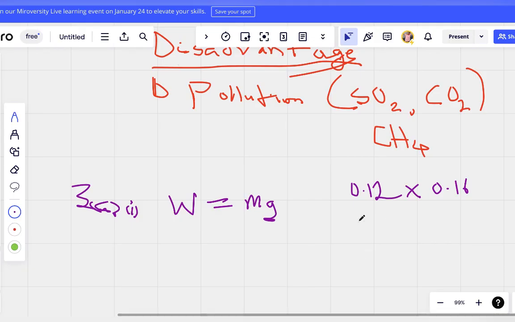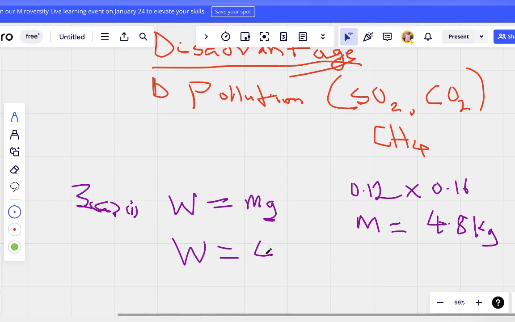So the mass of the liquid is 4.8 kilogram. So now we're going to find the weight. Weight is mass times gravity only. So weight is mass times gravity. So we say weight is equal to mass, which is 4.8.